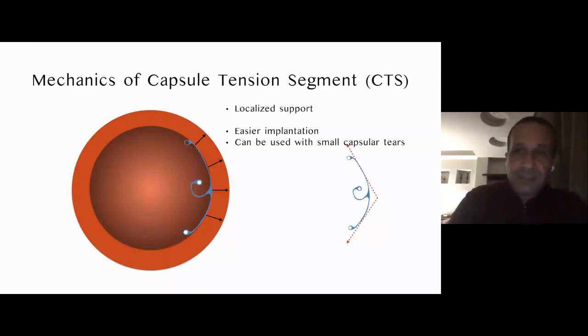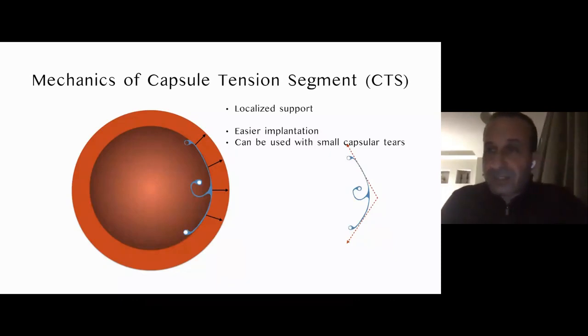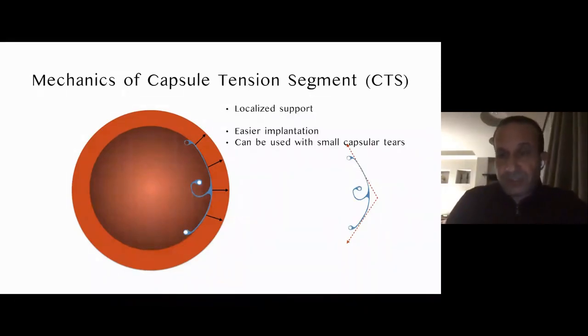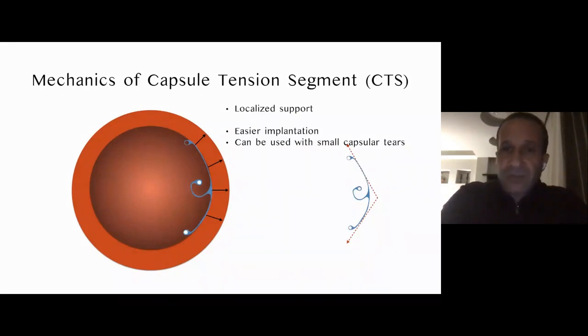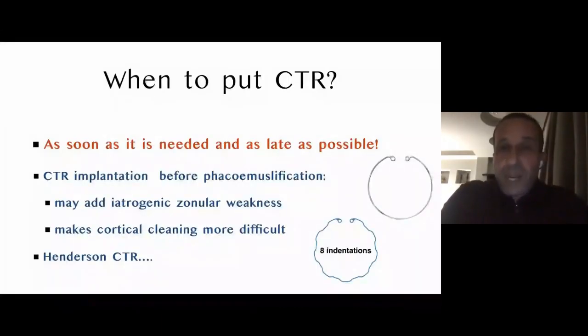And the beauty of this segment is that it's easier to manipulate compared to the capsule tension ring, because it's of small size, and again, it can be implanted in cases of anterior or posterior capsule tear. So if you have a minor tear, there is no harm in implanting this capsule tension segment compared to the capsule tension ring. So bottom line, do not implant the capsule tension rings in cases of anterior or posterior capsular tear, even if it is very tiny or small, but rather you should opt to implant the capsule tension segment.